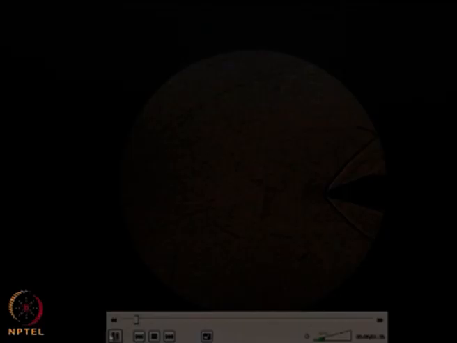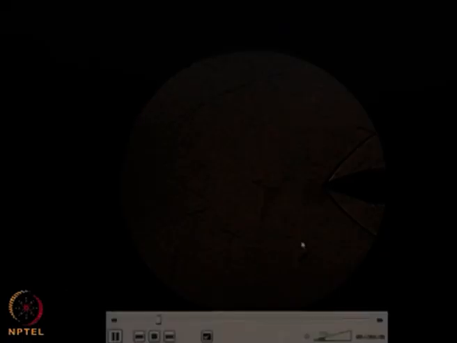And the sound shows the typical sound when you are running the tunnel. This is the sound in the lab. And you can see the Mach waves clearly now.